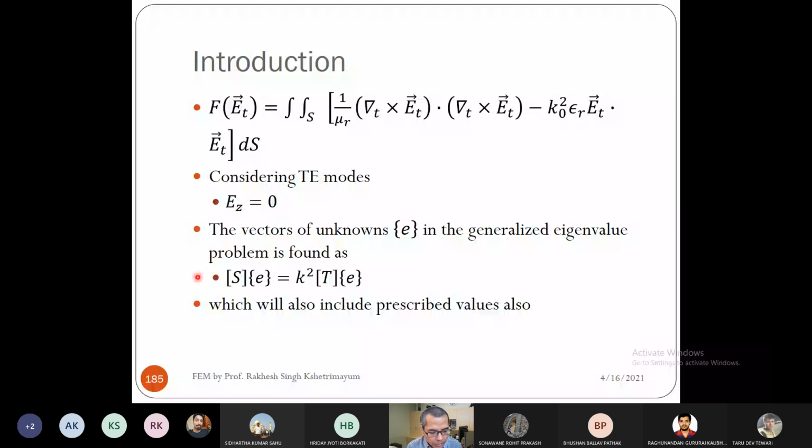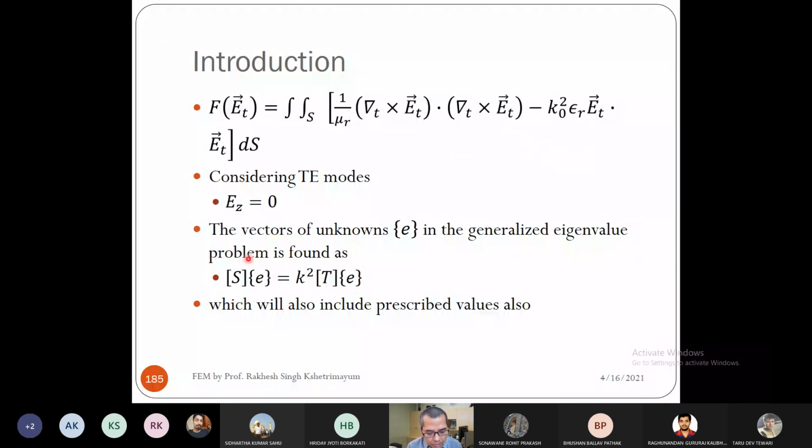Then the solution would be of this form, something like Se is equal to k squared Te. This is a generalized eigenvalue problem, and E is the actual eigenvector we are finding. So this is a set of eigenvectors we want to find. So S will be contributed from the curl of Et dot product with curl of Et, and T will be contributed from Et dot Et. Then this equation can be expressed in this matrix form here.